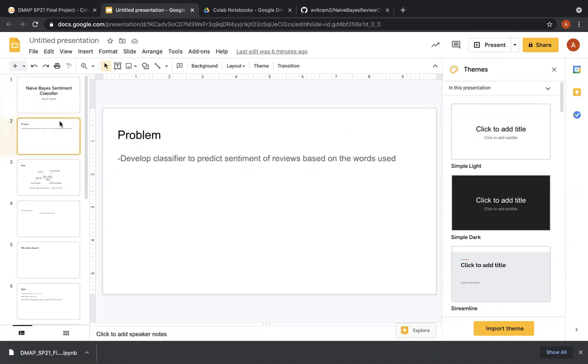The objective of this project, the problem that we were trying to solve, is to develop a classifier to predict the sentiment of reviews, which are generated by users based on their experience with a product or service, solely based on the words that are used in that review itself. By sentiment, I mean either positive or negative. So there are only two possible sentiments.